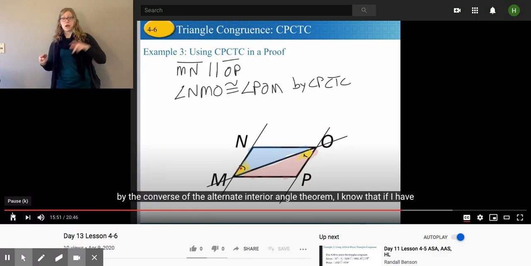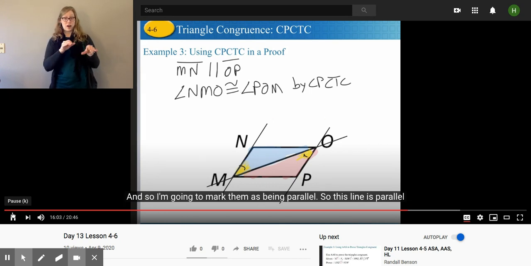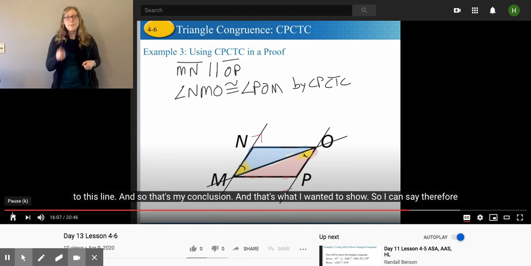So by the converse of the alternate interior angle theorem, I know that if I have alternate interior angles that are congruent, then these two lines have to be parallel. And so I'm going to mark them as being parallel. So this line is parallel to this line. And so that's my conclusion, and that's what I wanted to show.